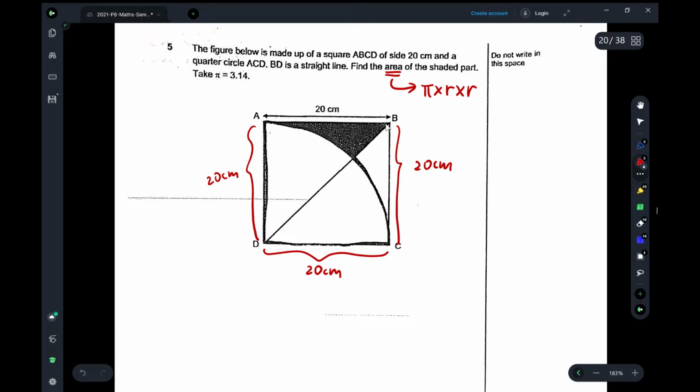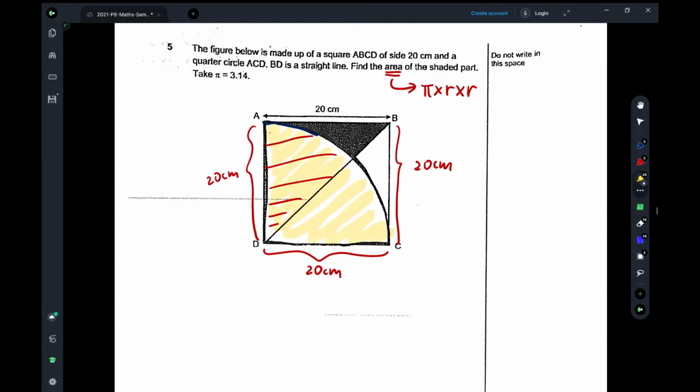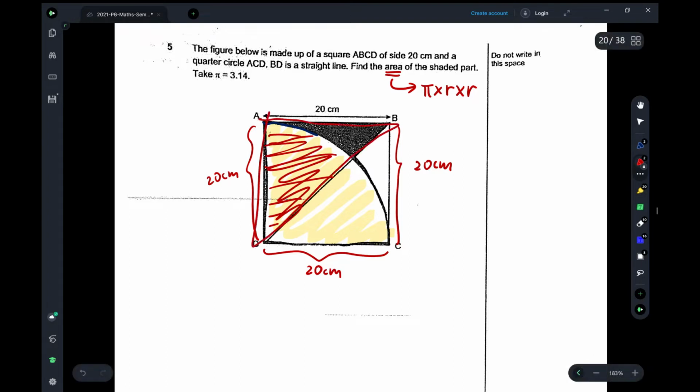Okay, so let's see. If it's exactly half, then I can actually find the area of this. So first, I find the area of, sorry, I'll use another color, this quadrant. Since it's nicely cut in half, I just need to divide by 2 to find this part. Then I use the area of this triangle minus the area of this part, and I will get the shaded part that they're asking for. So I'll guide you step by step.